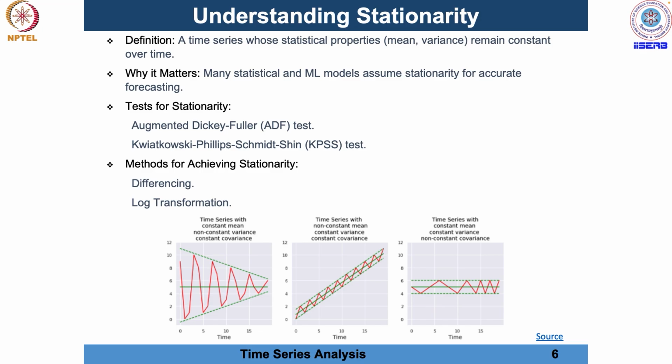Another important concept is understanding stationarity. As we discussed at the beginning, when you look at a time series, you are looking at whether the statistical properties of the time series are consistent or not. Stationarity means statistical properties, for example mean and variance, remain constant over time. Why does this matter? Because many statistical or ML models assume stationarity for accurate forecasting.